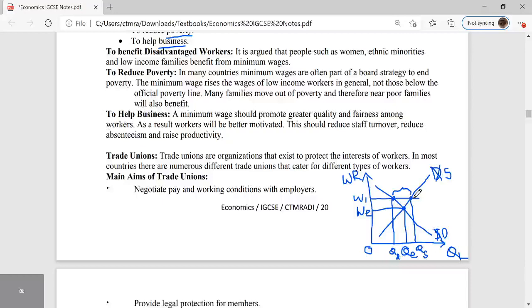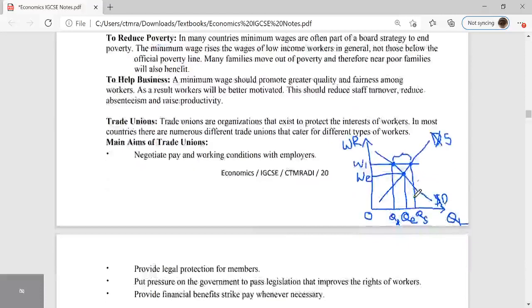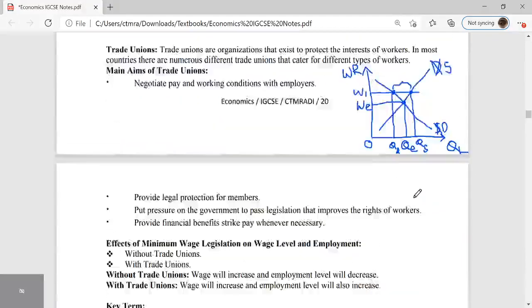So see, government is trying to fix a problem over here, but it may lead to another problem, unemployment. Government is trying to solve the poverty situation, but it may lead to unemployment, and it may create another problem. Okay, so this is the situation.